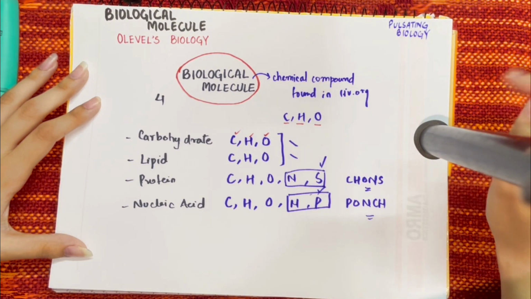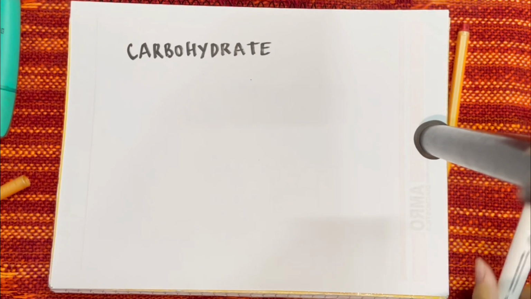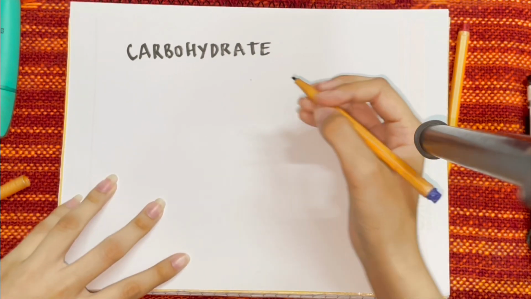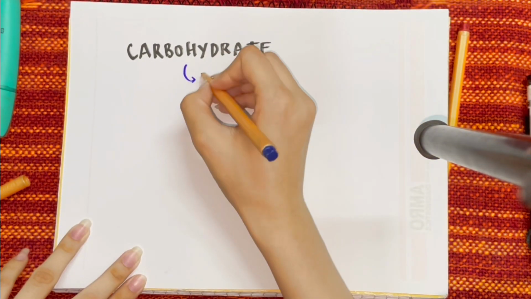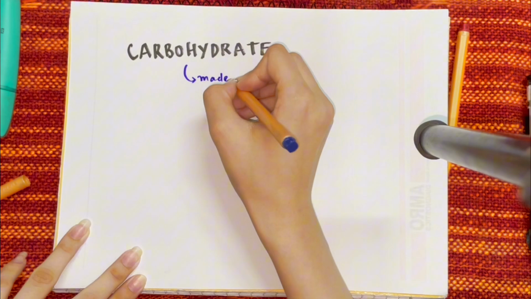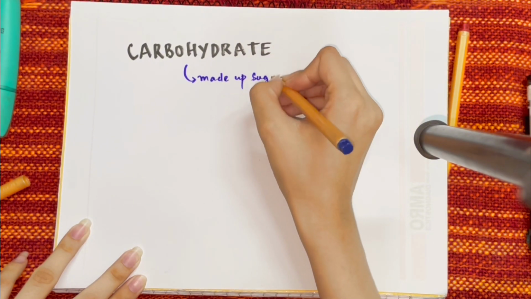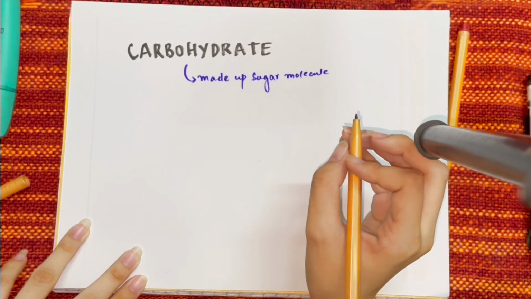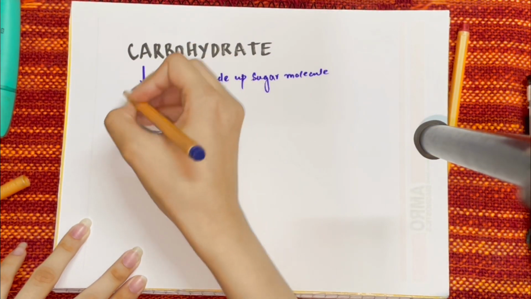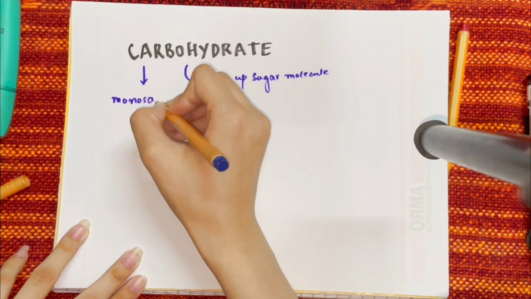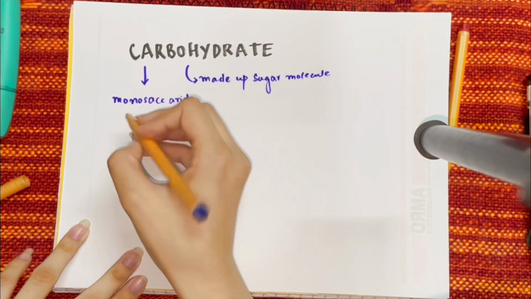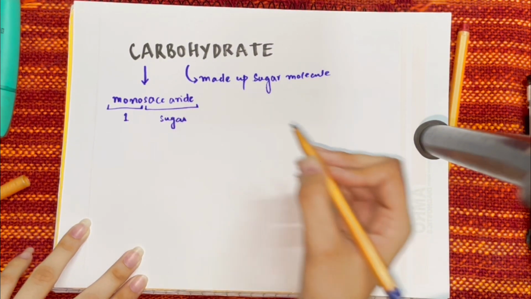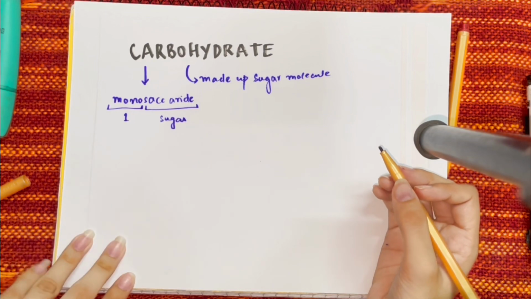Let's first discuss the carbohydrate. Carbohydrates are large molecules made up of simple sugar molecules. Number one point that you can learn about the carbohydrate is that they are made up of simple sugar molecules. The simplest form of a sugar molecule in carbohydrate is known as the monosaccharide. Mono means one and saccharide means the sugar molecule. So one sugar molecule of carbohydrate is the monosaccharide.